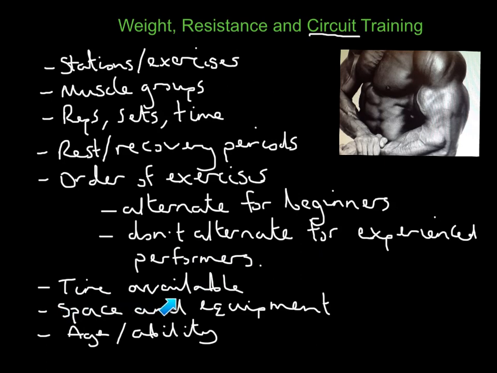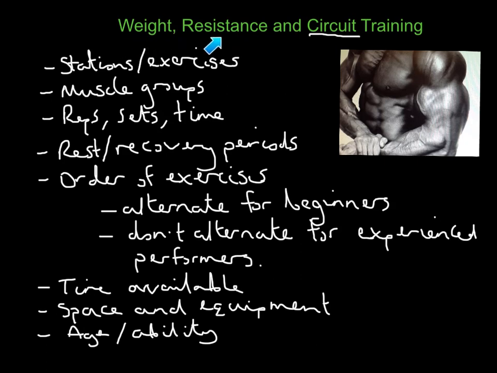When you're setting up a circuit, you've got to think about the time you've got available. You've got to think about the space you need and your equipment demands. And you've got to think about the age and the ability of the people that you are working with. They're the factors that you need to take into consideration when you are designing a circuit. Now, come back to my original thing, why have I put these together? Weight training and resistance training. Weight is using weights. Resistance is, again, using weights, but also using my own body weight, dips, pull-ups. Can use kettlebells, medicine balls, things like that.